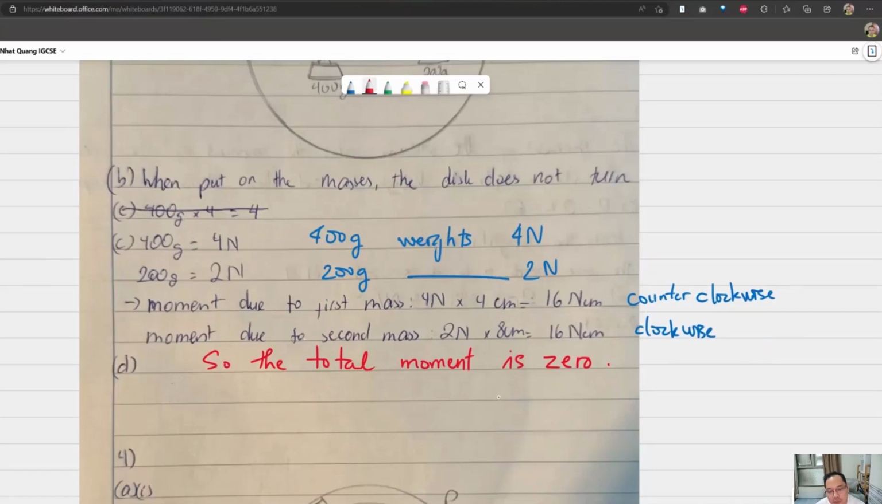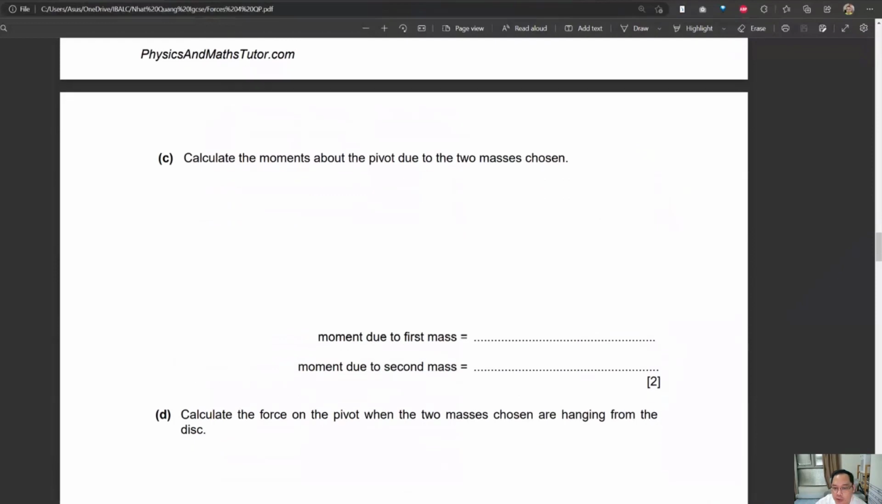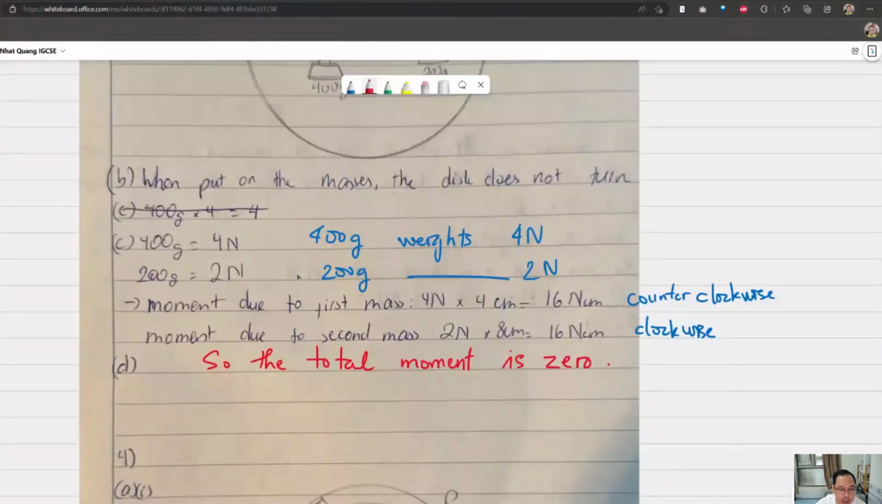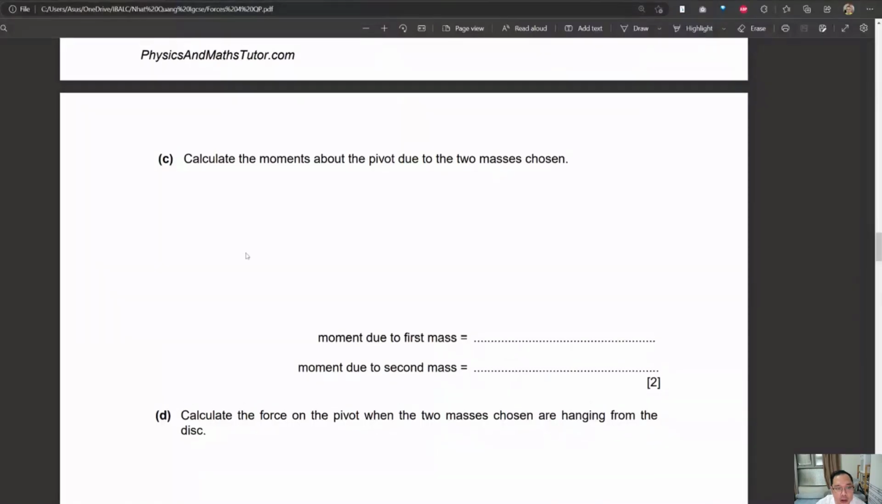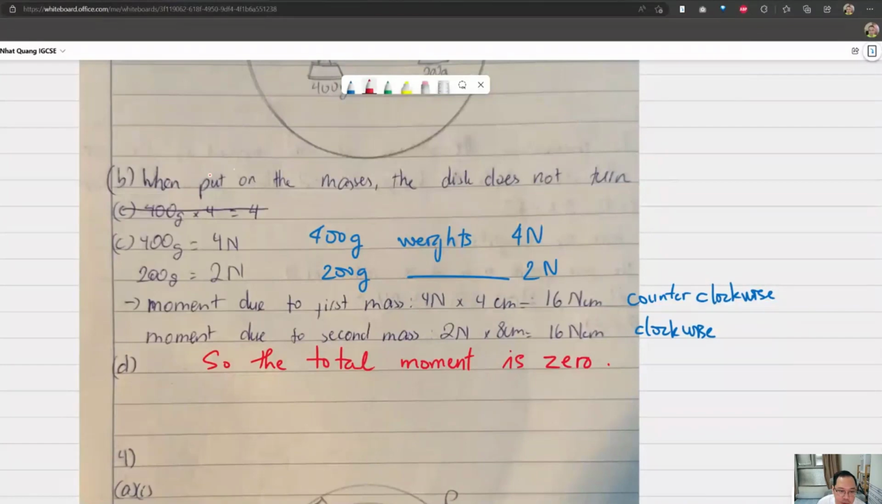Okay, be more careful with the solution, not just getting the result without the detailed explanation. Okay, question C, calculate the moment about the pivot due to the two masses chosen. Okay, done. Explain how you could test the chosen masses give no net moment on the disk. Okay, question B, answer like that, acceptable.